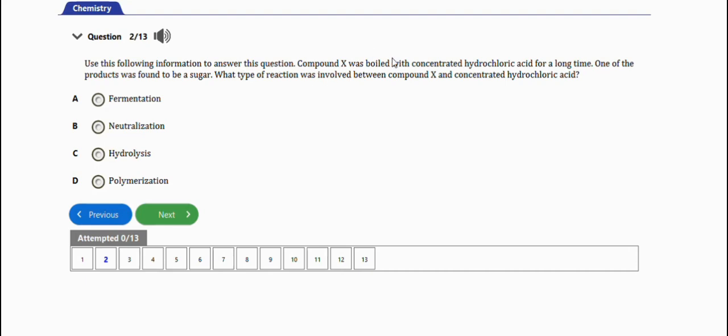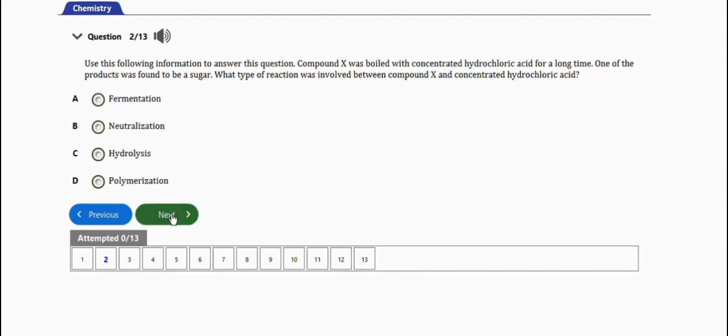The next repeated question says, use the following information to answer this question. Compound X was boiled with concentrated hydrochloric acid for a long time. One of the products was found to be a sugar. What type of reaction was involved between compound X and concentrated hydrochloric acid? So the right answer would be option C, which is hydrolysis. Okay, so that's it for this question.